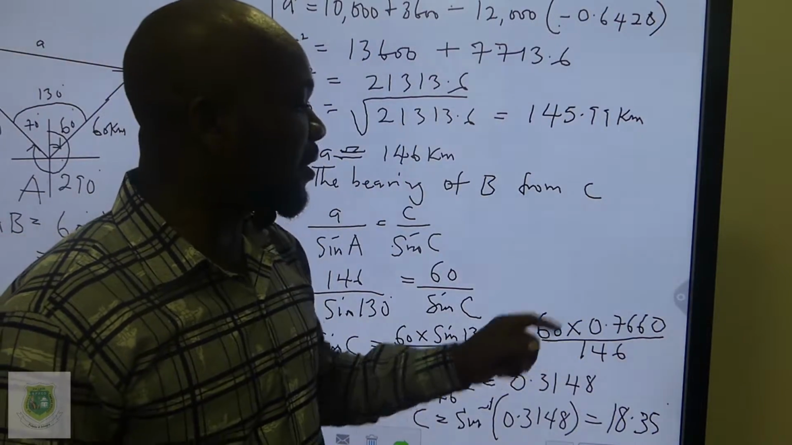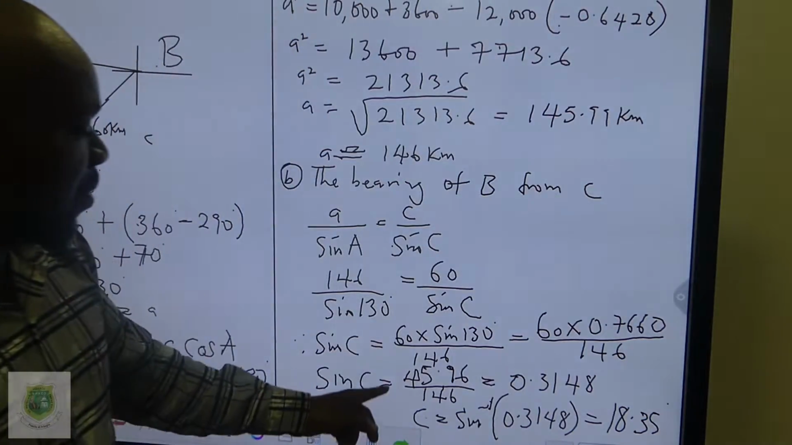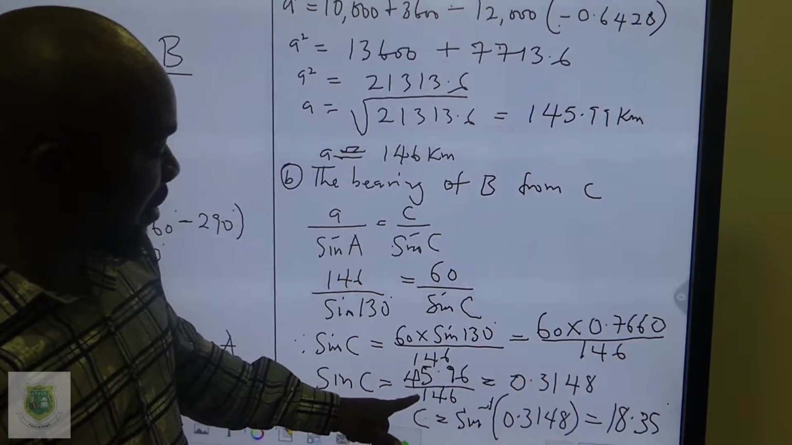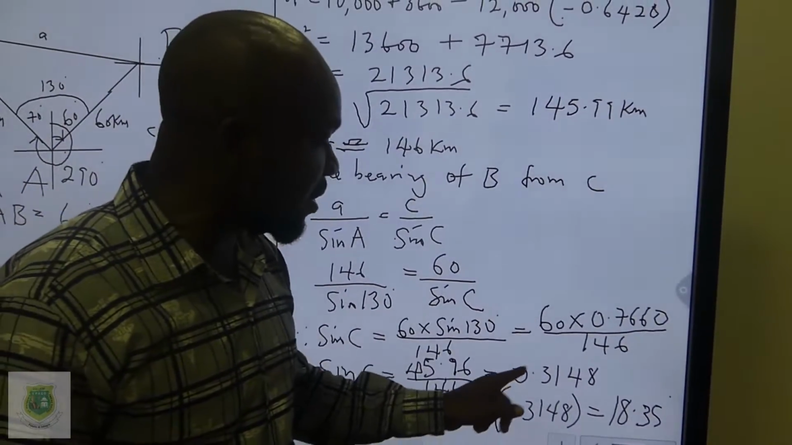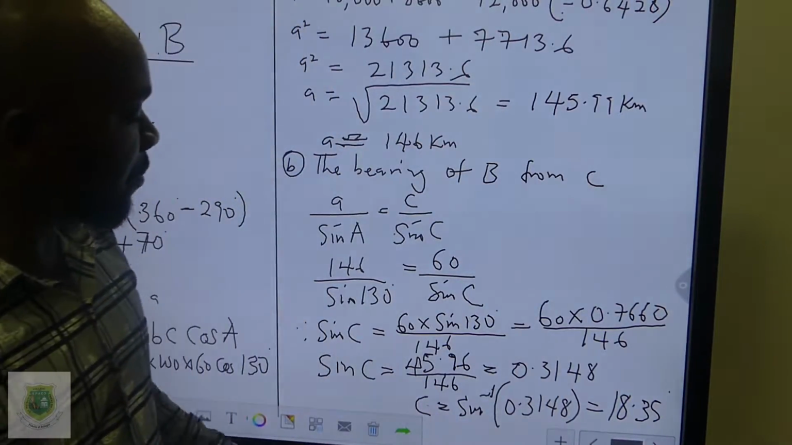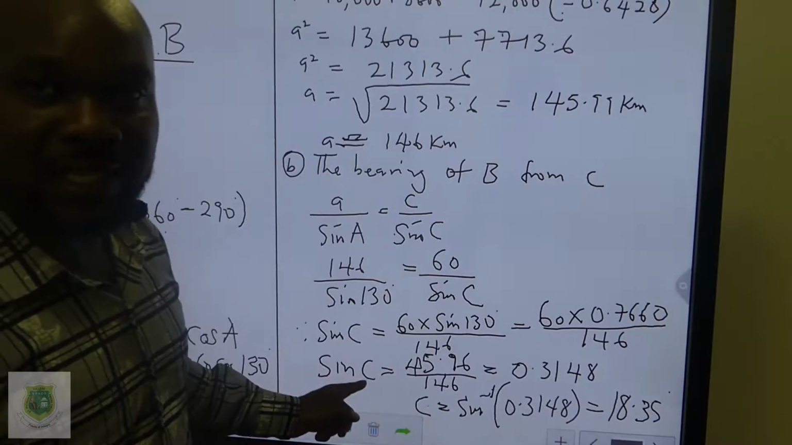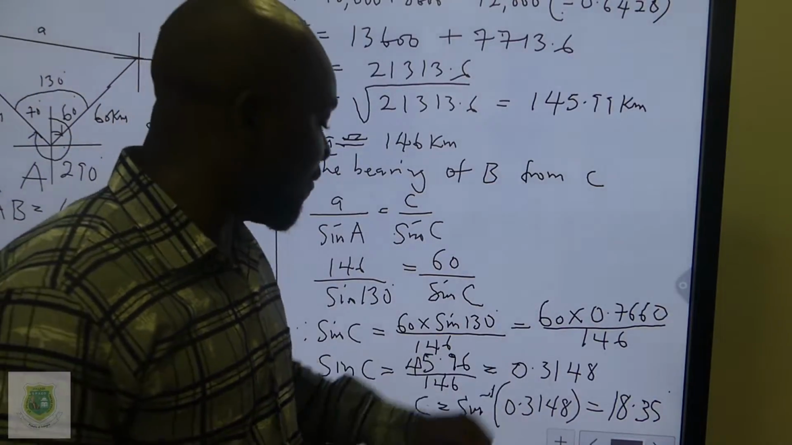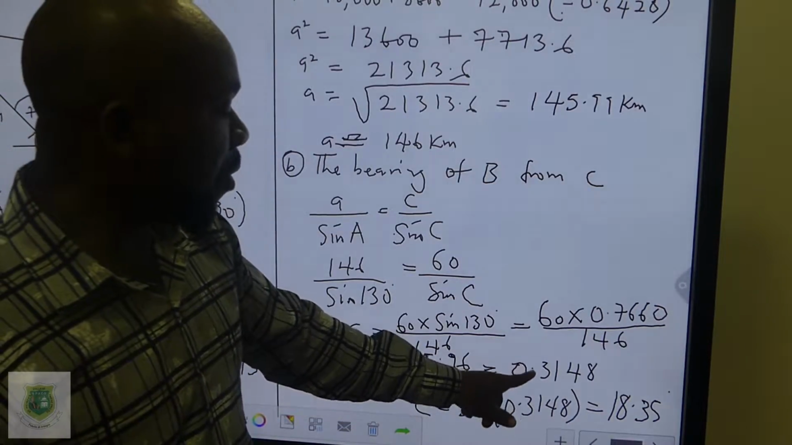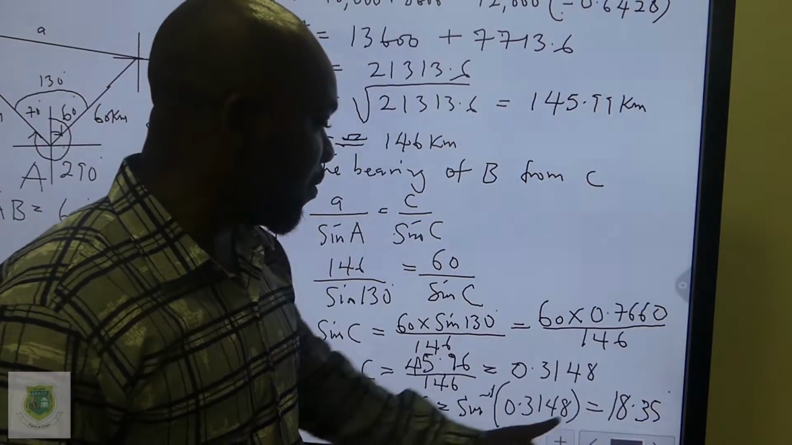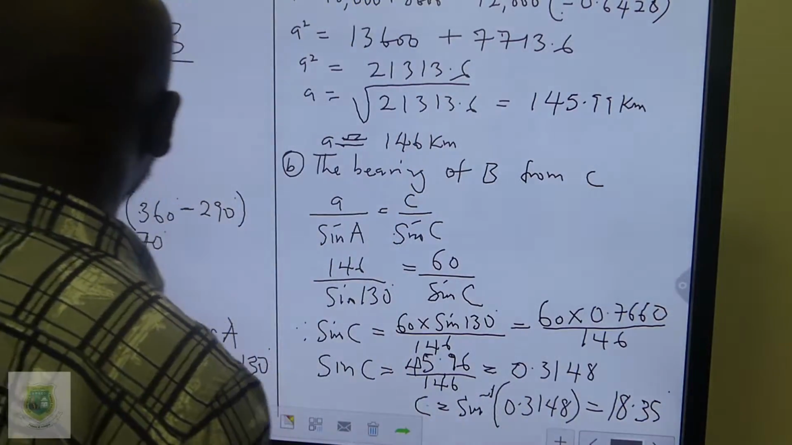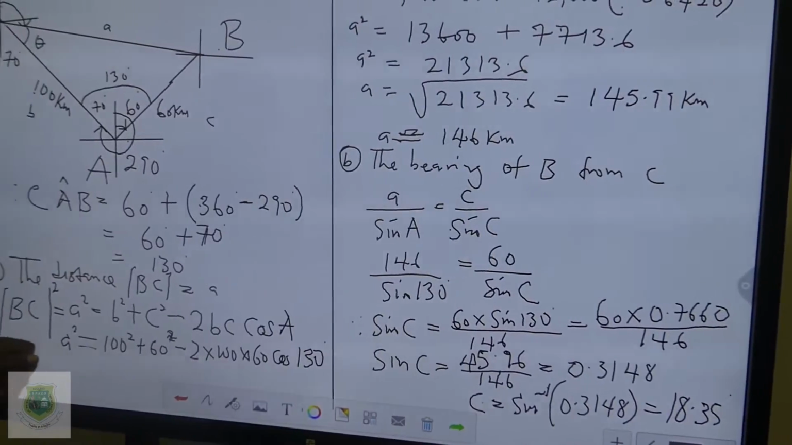60 times 0.7660 will give you 45.96. 45.96 divided by 146 will give you 0.3148. At this point, you want to get only C. It becomes sine inverse of 0.3148, which will give you 18.35. Finally, you now move down to that drawing.